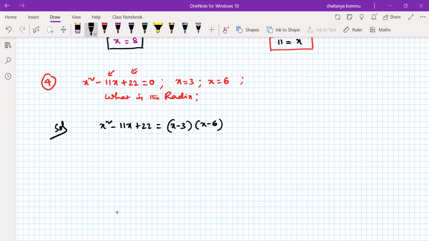So if you multiply x minus 3 into x minus 6, you will have a quadratic equation something like this, right? So what we have to do again? So something like this. 1 is multiplied with x squared, plus minus 11 is multiplied with x to the power of 1, plus 22 is multiplied with x to the power of 0. That's what we can say. That is the left hand side. What about the right hand side? x squared minus 6x minus 3x plus 18, right?